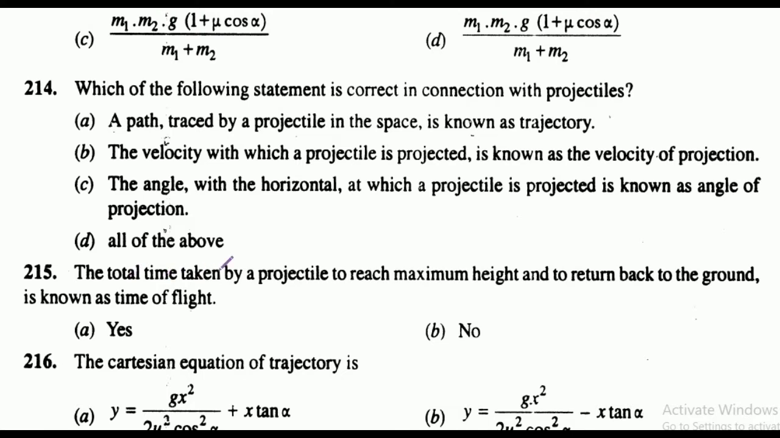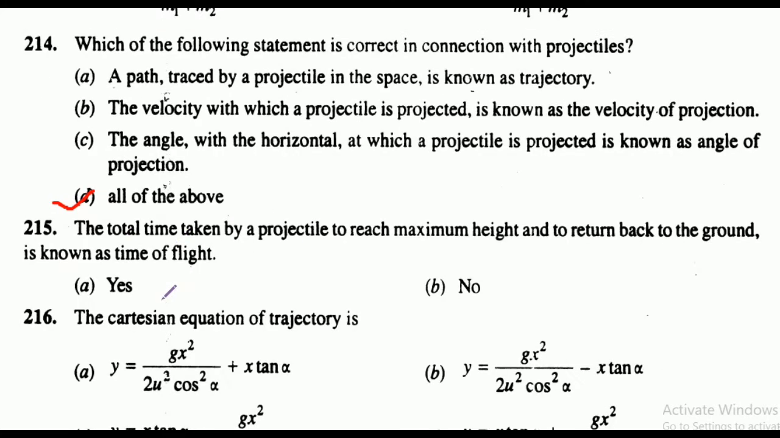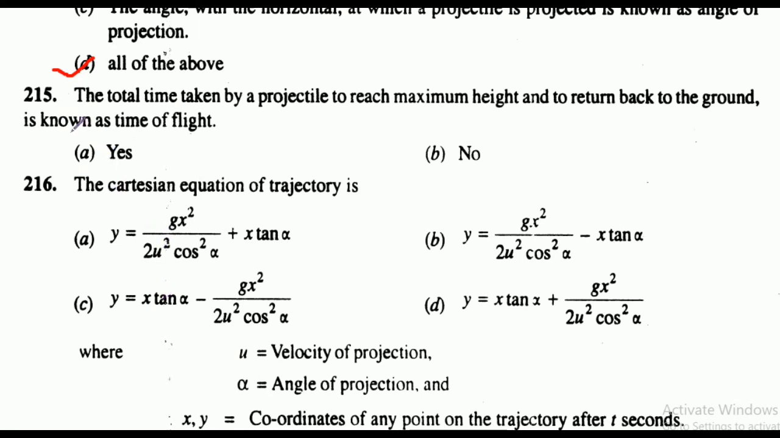So here friends, correct answer for this question is option D, that is all of the above. All statements are correct here. Next is question 215. The total time taken by a projectile to reach maximum height and to return back to the ground is known as time of flight. Options are yes or no. So here friends, correct answer is option A, that is yes.